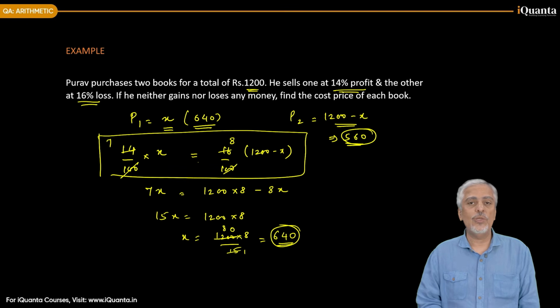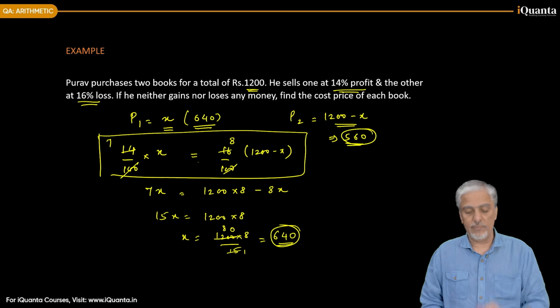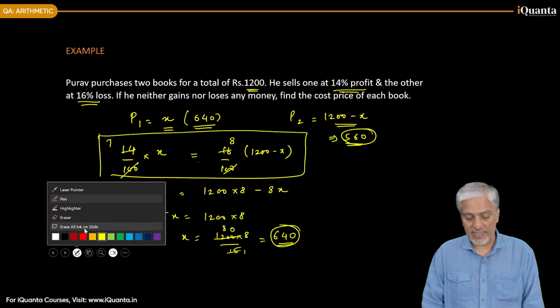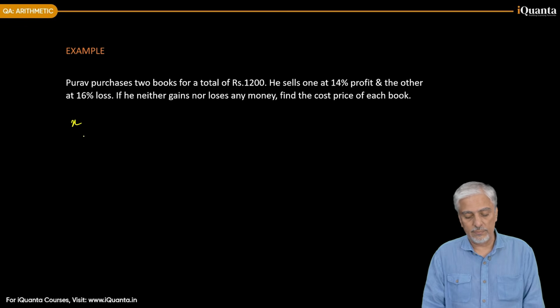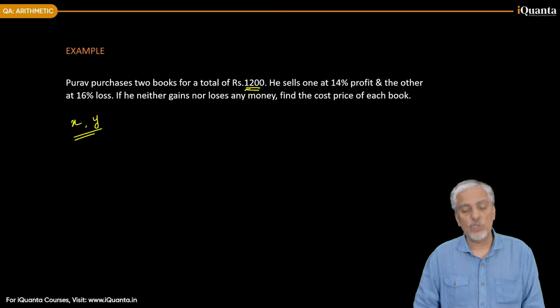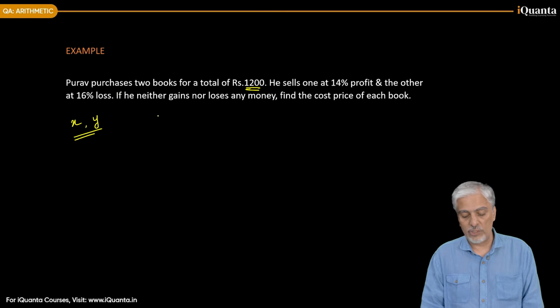The other way to do this question would be where I would basically use ratios. Again, maybe usage of ratios, so people who don't understand can come back to it after learning ratios. I can say let the book prices be X and Y. So I know the total of X and Y is 1200. Let's say on X, I make 14% profit. So 14% profit on X is equal to 16% loss on Y.